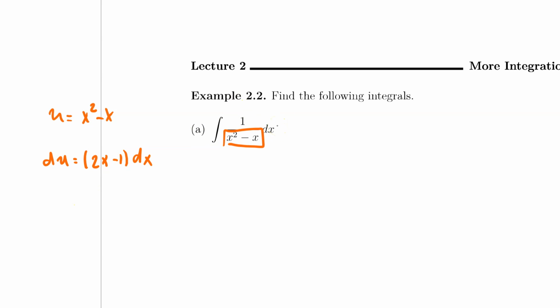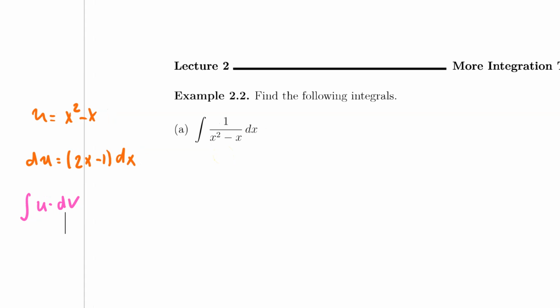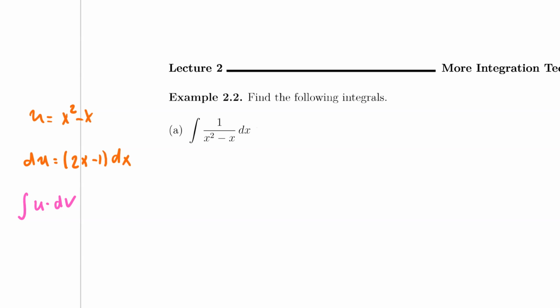Or if I try to use integration by parts, I like to write the integral as the integral of u dv. And once again, I don't see anything that I can use as u and v easily in this integral. So I can try integration by partial fractions here.